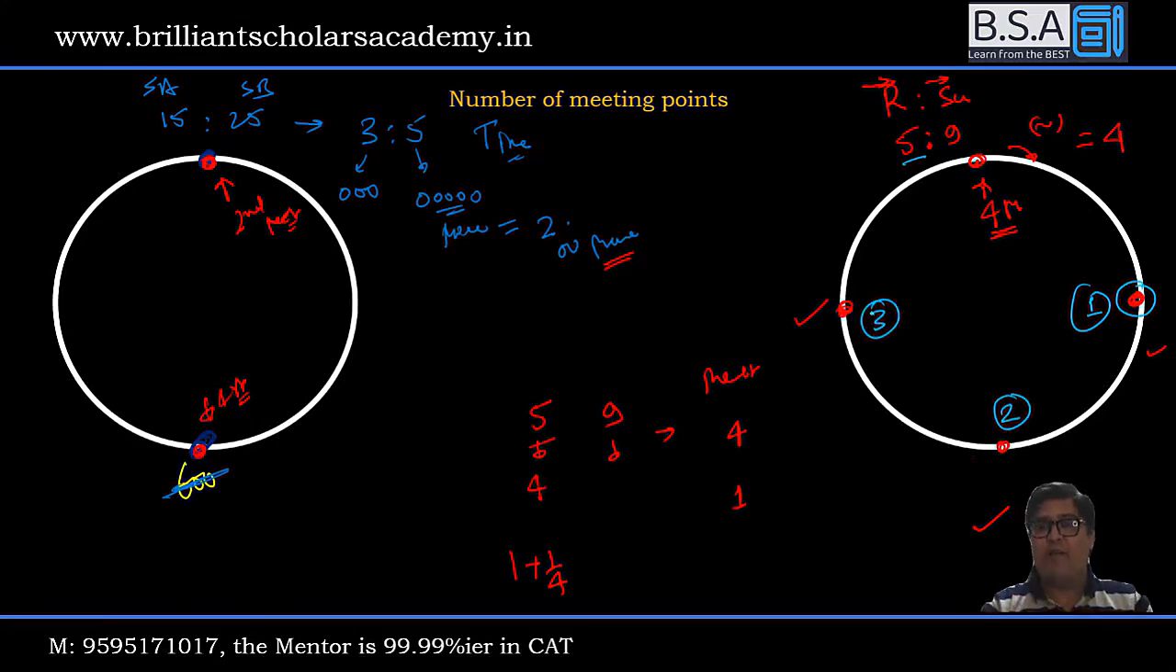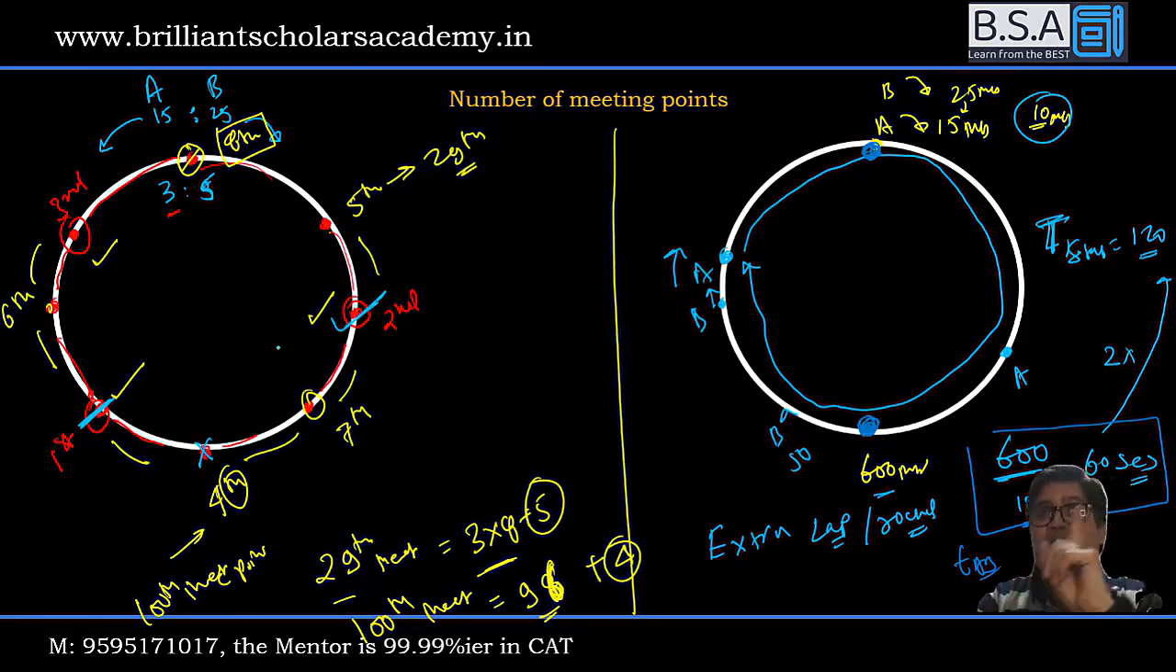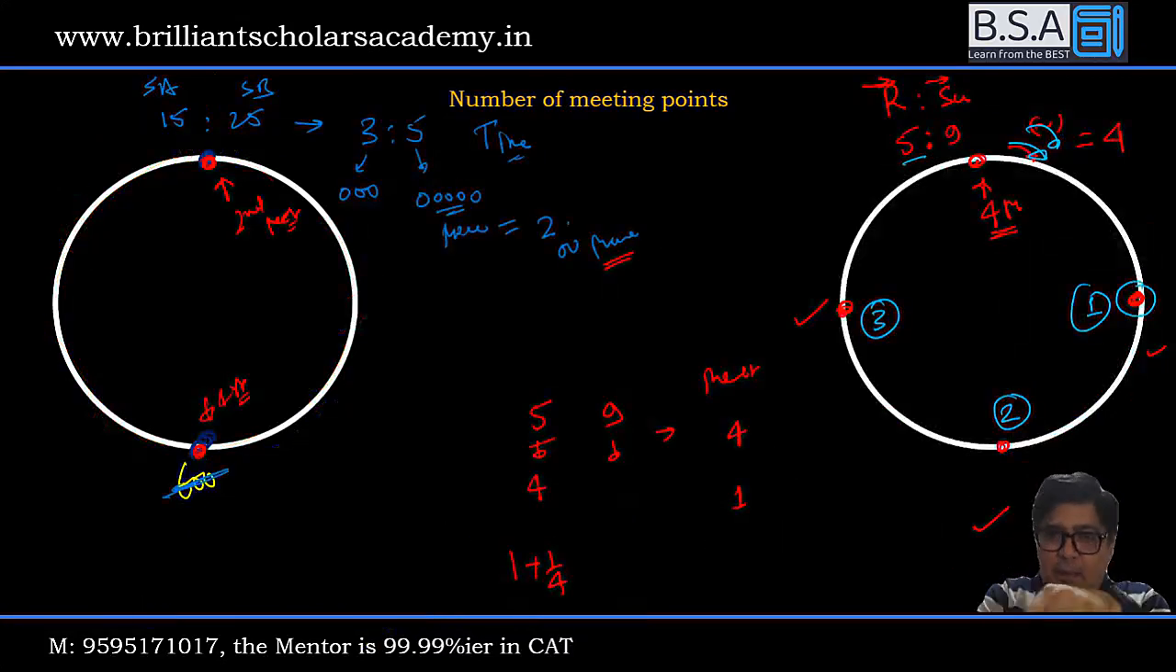Follow the language. If I assume they are going clockwise, in the same direction, the points are consecutive. Here, do you see? This is the first meeting point. This is not the second. The second point is here. Meeting points are not consecutive in opposite directions. In the same direction, meeting points are consecutive.